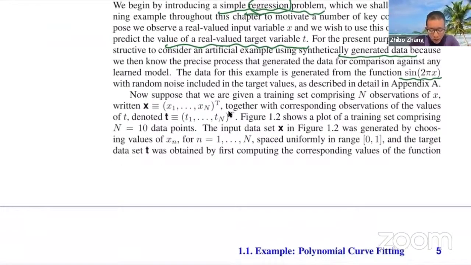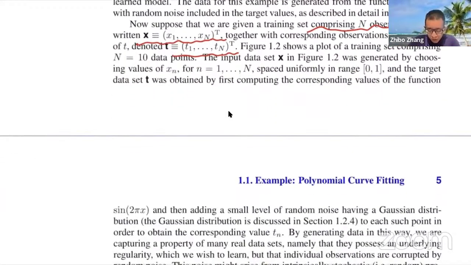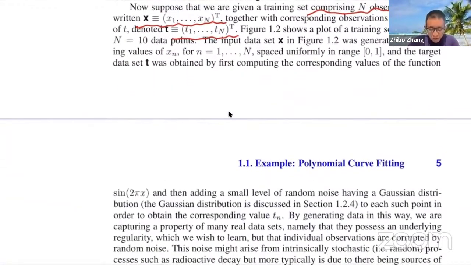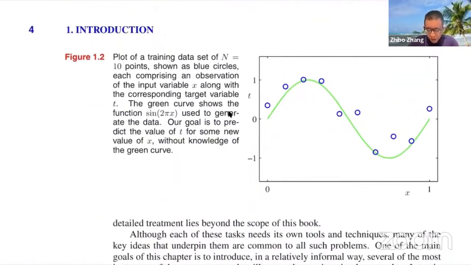Now suppose that we are given a training set comprising N observations of x, written as x composed of x_1 up to x_N, together with corresponding observations of the values of t. Okay, so you can basically think about the input and the label. So figure 1.2 shows a plot of a training set comprising 10 data points. Basically each circle here is a data point or an observation.